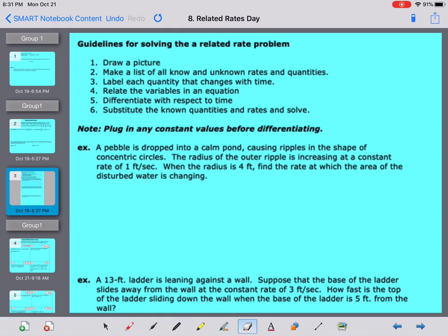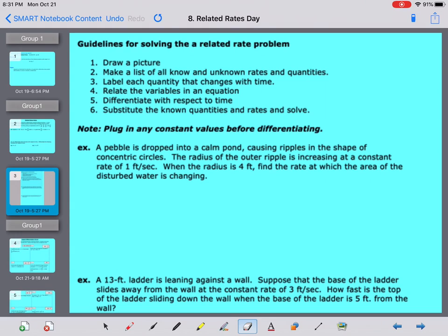So, some guidelines for solving related rate problems. If we need a picture to help us figure out what's going on, we'll draw a picture. We want to make a list of all our known and unknown related rates and quantities. We're going to label each quantity that changes with time. Time is going to be our independent variable in most of these problems. We're doing things with respect to time. We're going to relate the variables in an equation, differentiate with respect to time, and then substitute and solve for what we're looking for.